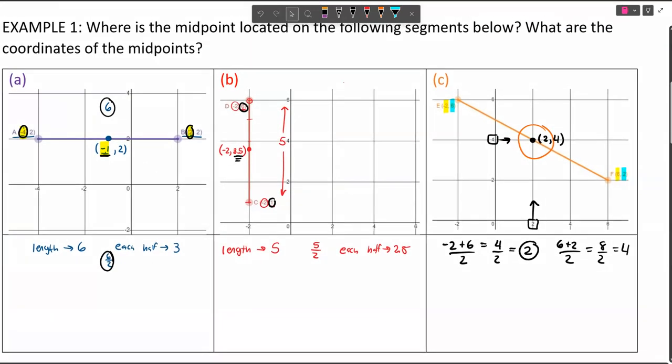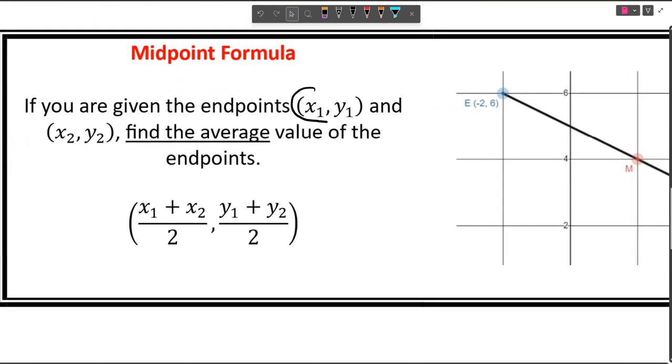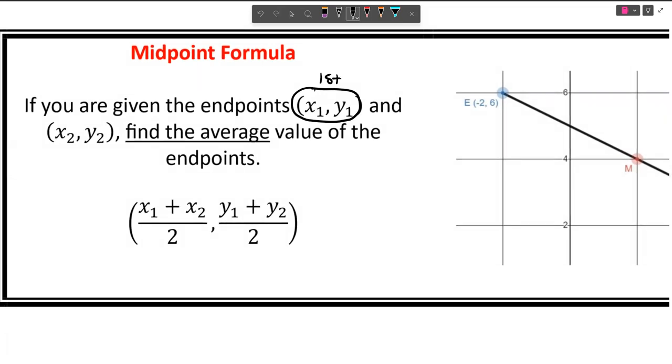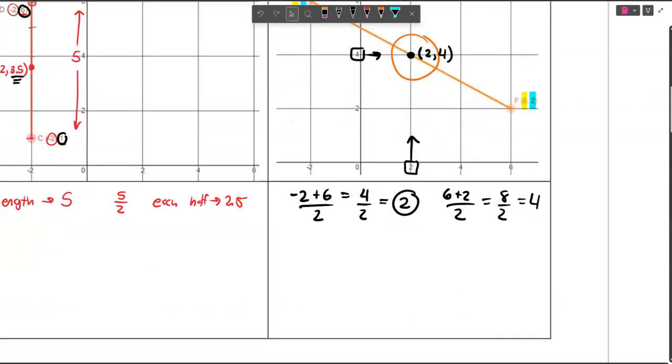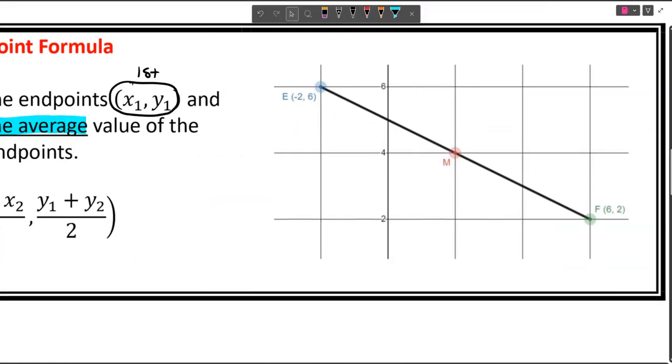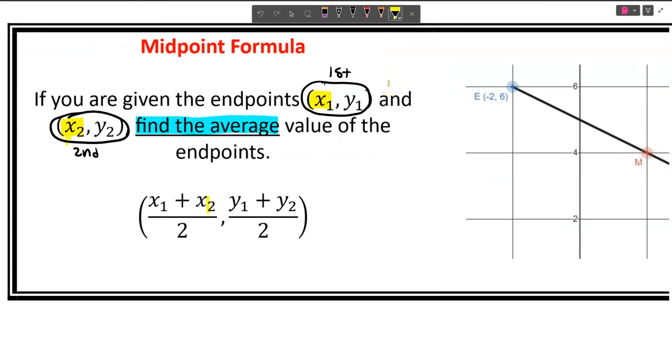So let's put this as an official definition and summarize what we've just discussed here. The midpoint formula says that if you are given the endpoints, and we're going to use the coordinates x1, y1 as your first ordered pair, x2, y2 as your second ordered pair, that you essentially are just finding the average value of those endpoints. So just like we did in the orange example here, we took those x coordinates, which were in yellow, and we averaged them. If I take my x coordinates here and here and average them, well, there's your formula to find the average of two numbers.